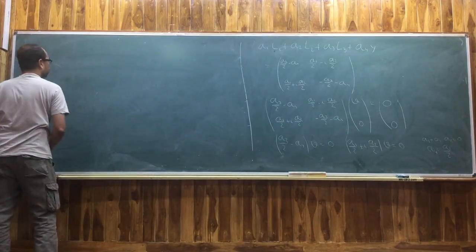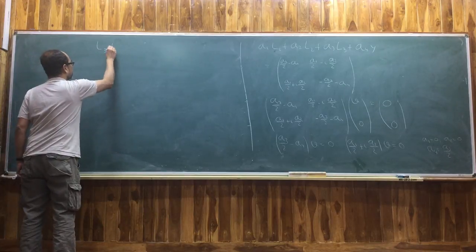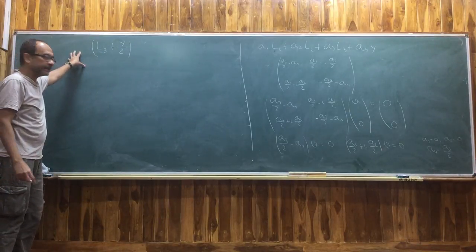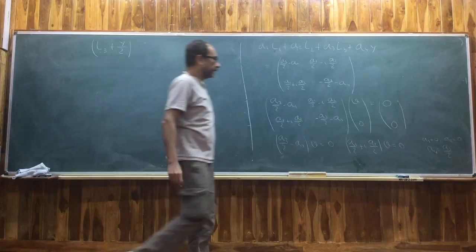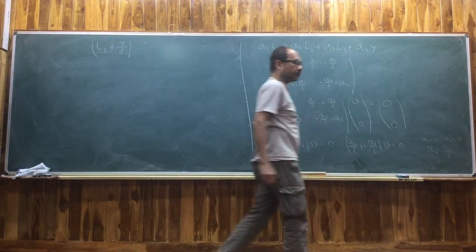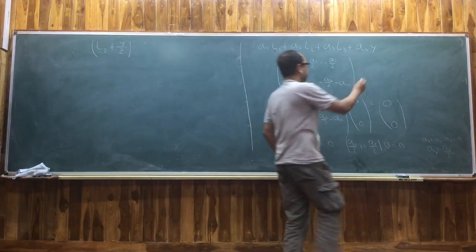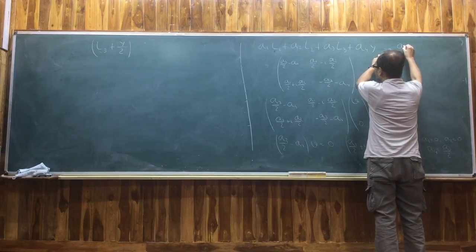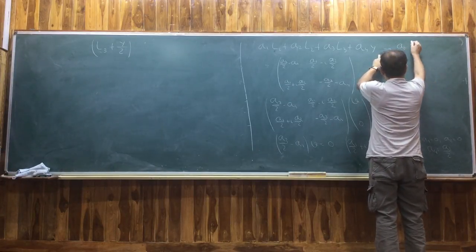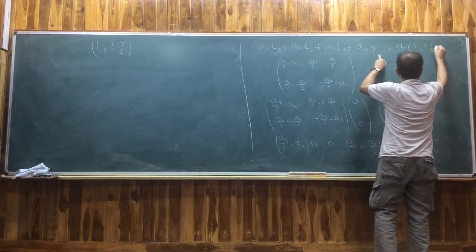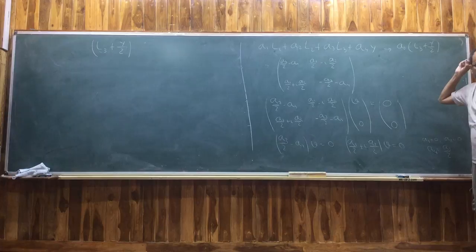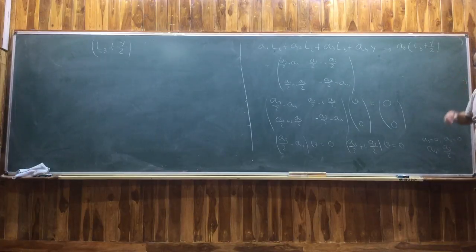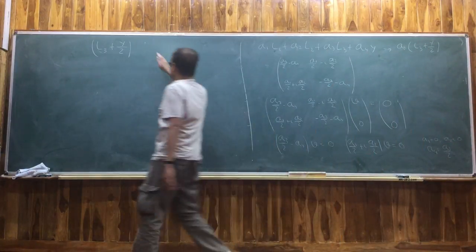So this tells us that L3 plus Y by 2, or any multiple of that, is the unbroken generator. Why? Because A4 is equal to A3 by 2. So in this combination, A3 and A4 are the only non-zero ones. So A3 times L3 plus A4, which is A3 by 2, gives L3 plus Y by 2. So L3 plus Y by 2 results back.